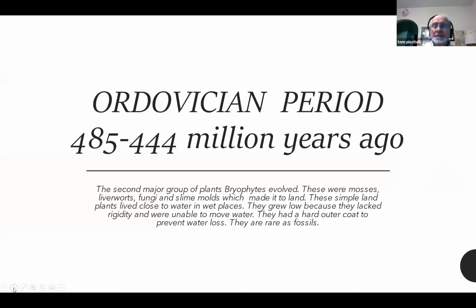The first land plants lacked true leaves. They had chloroplasts in their stems for photosynthesis. The first leaves are found in the late Silurian and Devonian periods. So during the Ordovician, the second major group of plants, bryophytes, evolved. These were mosses, liverworts, fungi, and slime molds, which made it to land. These simple land plants lived close to the water in wet places. They grew low because they lacked rigidity and were unable to move water. They had a hard outer coat to prevent water loss. They are rare as fossils. Next slide, please.